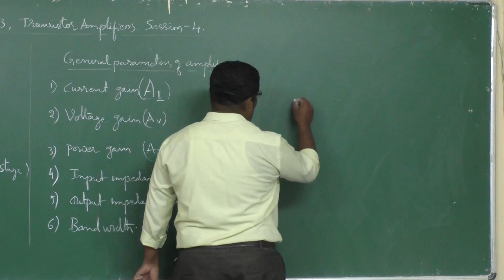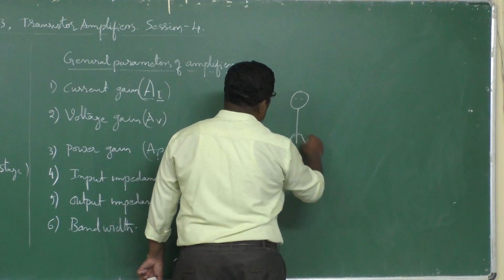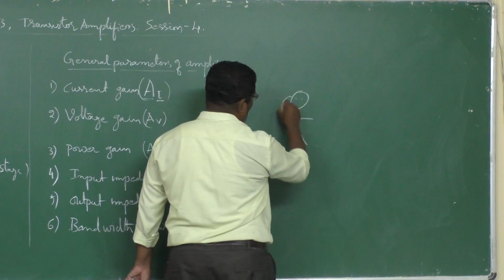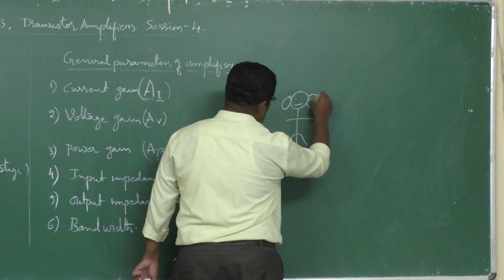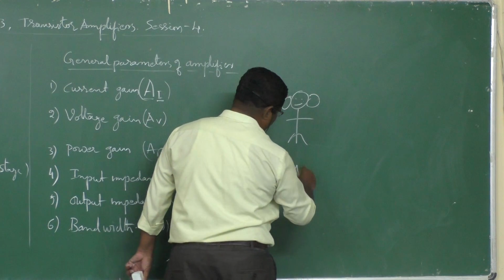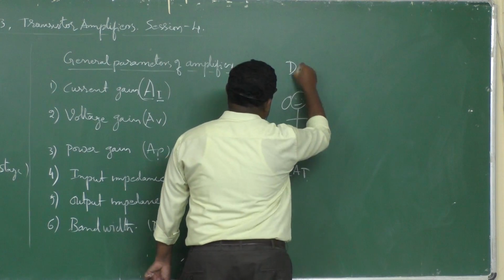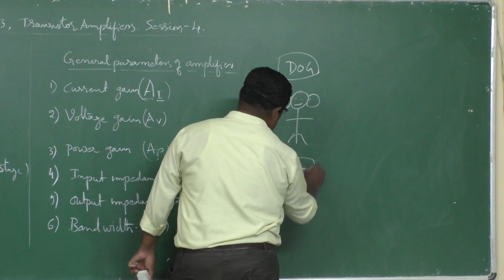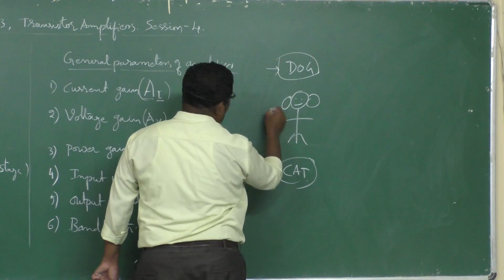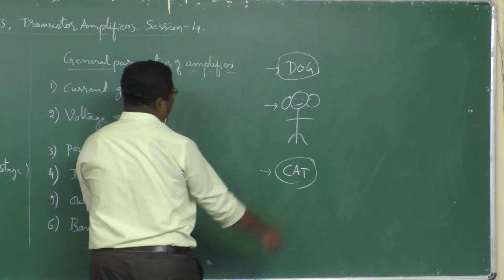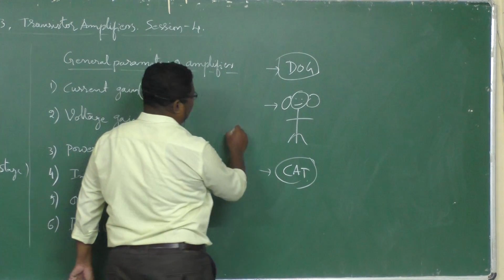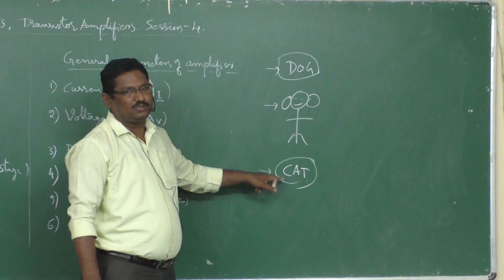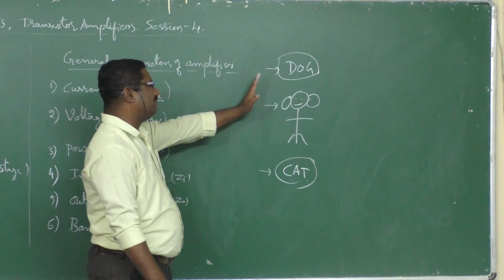For example, we are humans, and we have ears, and we have cats, and dogs, and so many animals. They have also got ears, and we are also having ears. The range of frequency that we can hear and what cats can hear is varying. The frequency of bandwidth is different.